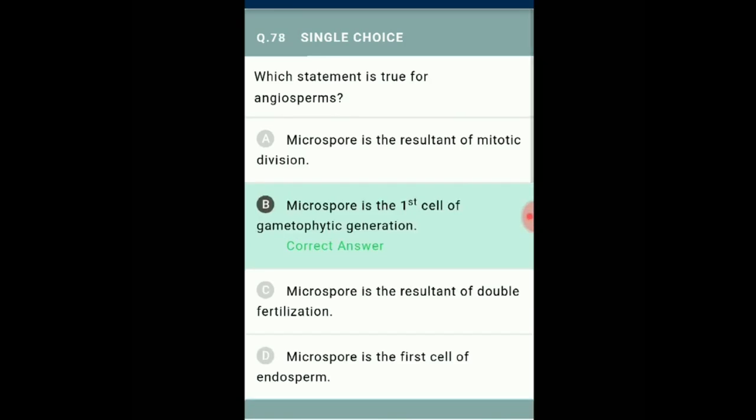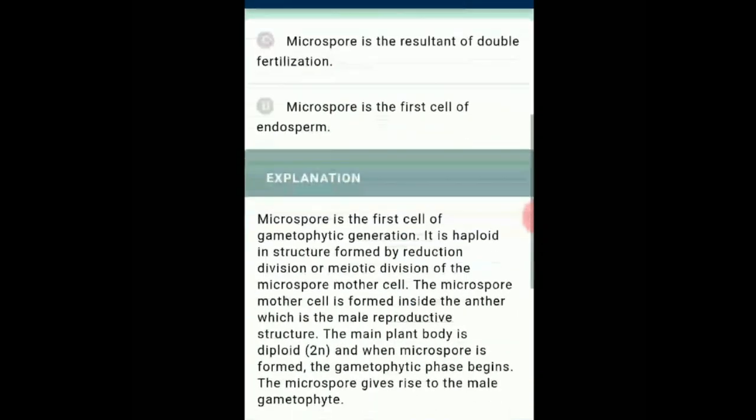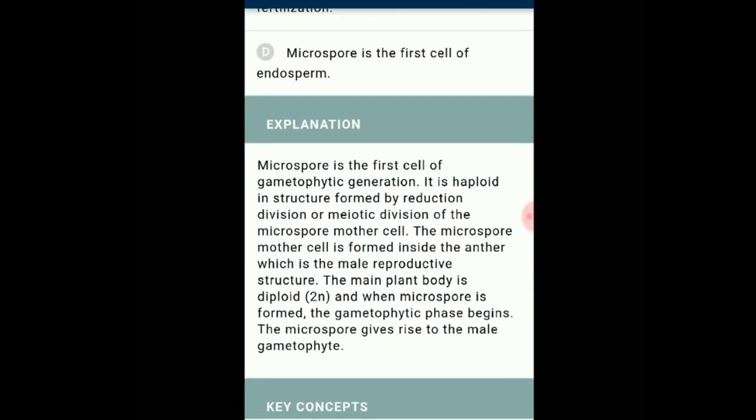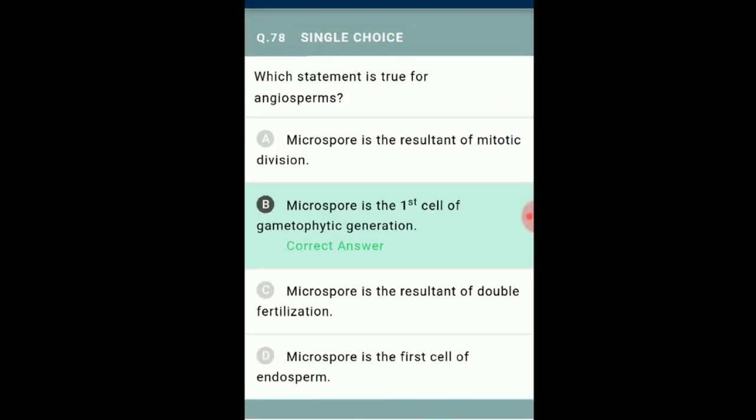Question number 78. Which statement is true for angiosperms? Microspore is the first cell of the gametophytic generation. It is haploid in structure, formed by reduction division or meiotic division of the microspore mother cell. The microspore mother cell is formed inside the anther, which is the male reproductive structure. The main plant body is diploid, and when the microspore is formed, the gametophytic phase begins. The microspore gives rise to the male gametophyte. So the answer is: microspore is the first cell of the gametophytic generation in angiosperms.